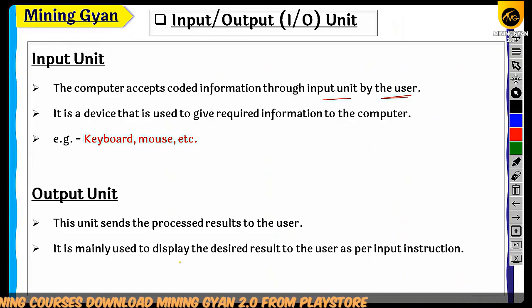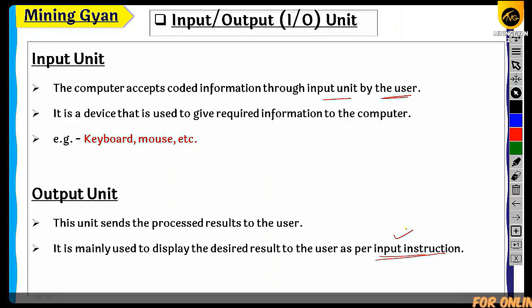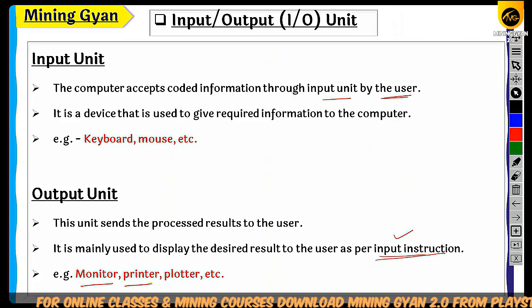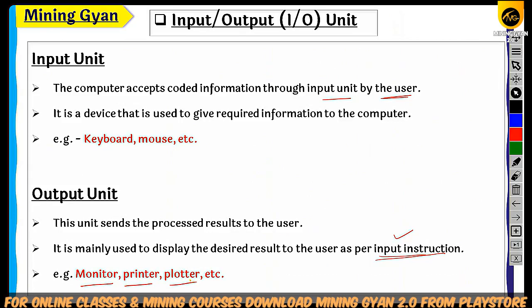It is mainly used to display the desired result to the user as per input instruction. So basically it totally depends on the type of input instruction which is given to the computer unit or CPU unit, and after the processing it shows the desired result on the display units, which is called the output units. So basically the output unit is used to display the result to the user. For example, the monitors, printers, plotters, these all are the basic output devices or basic output units.